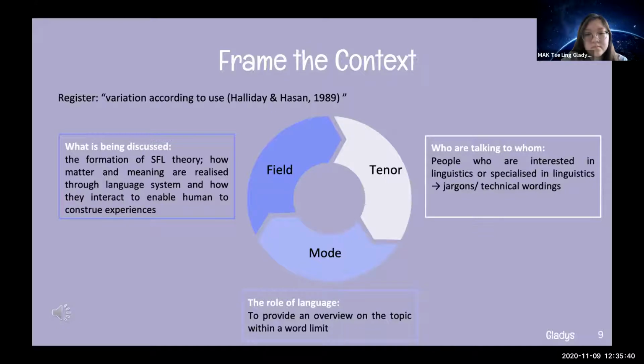Secondly, its tenor is directed to the target readers of the book. Those people may be interested in linguistics or even specialized in linguistics, so we expect that the text may contain jargon and technical wording about the field of linguistics. And finally, its mode is to present a big picture of what the subject matter is about in a given amount of words. So we've now talked about the situation of this abstract. Let's see how the patterning of transitivity contributes to the cohesiveness of the text.